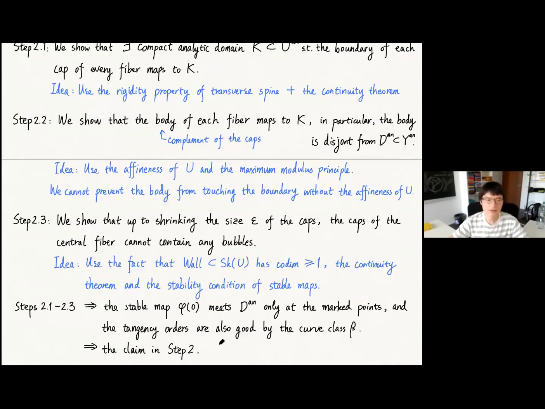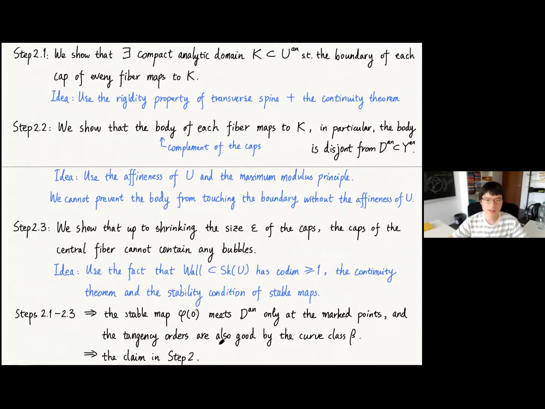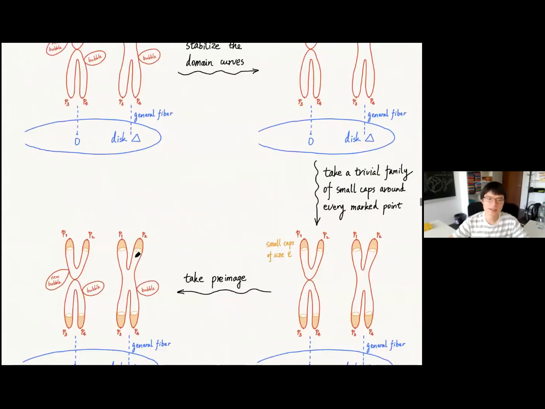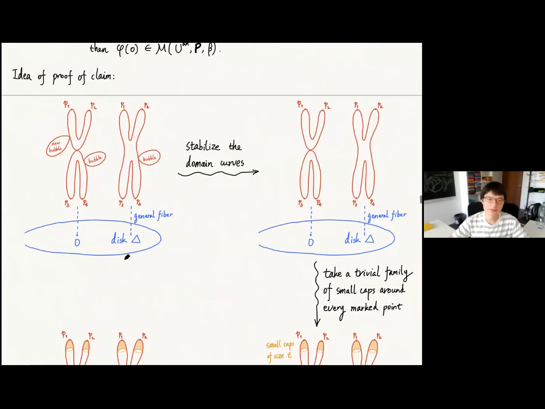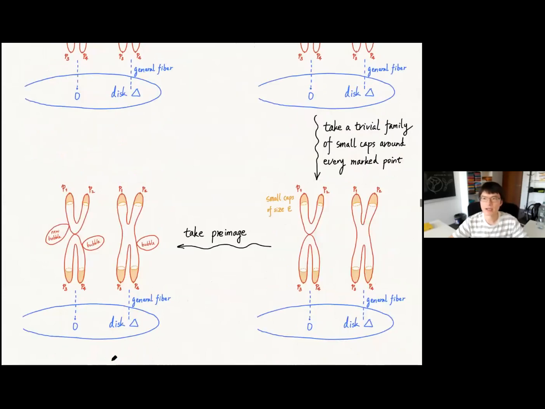So the really essential part is to show that in this degeneration procedure, we cannot have bubbles moving from the body to the caps and finally reaching the boundary divisor.